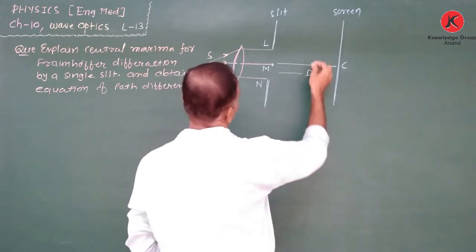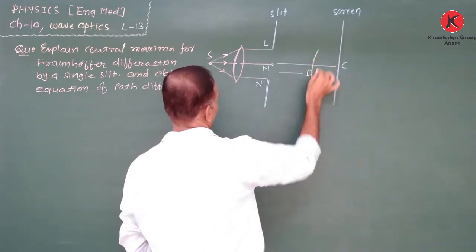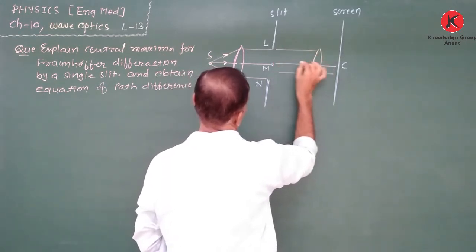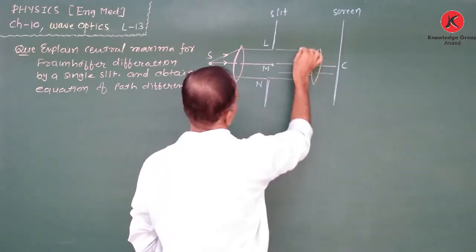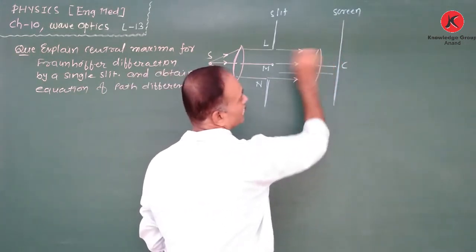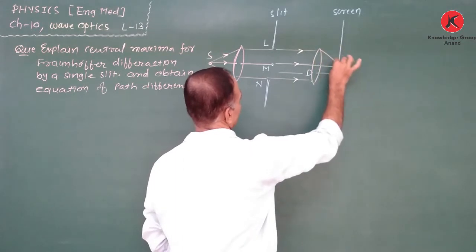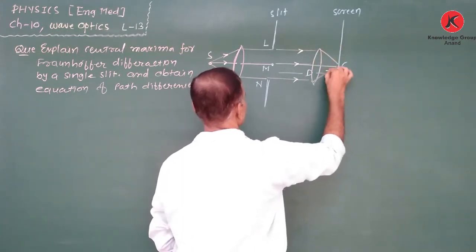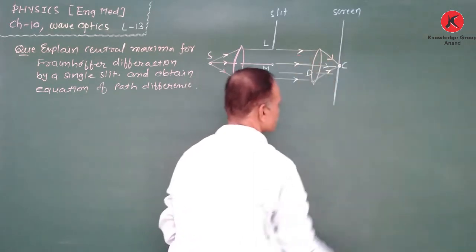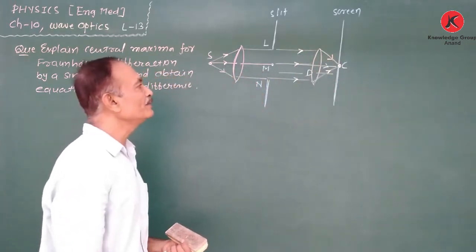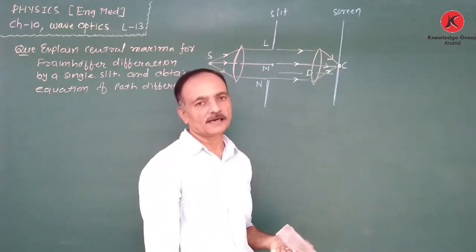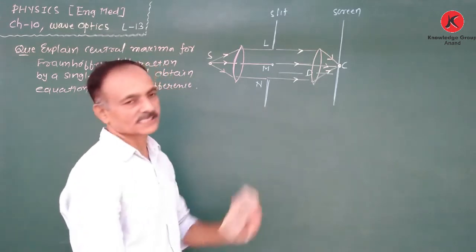Now, due to the refraction and the Huygens principle, the waves produced by the slit are plane wavefronts. With the help of a second convex lens, they are focused at the point C, and C is illuminated. So point C is known as the central maxima. Today we are going to discuss this.